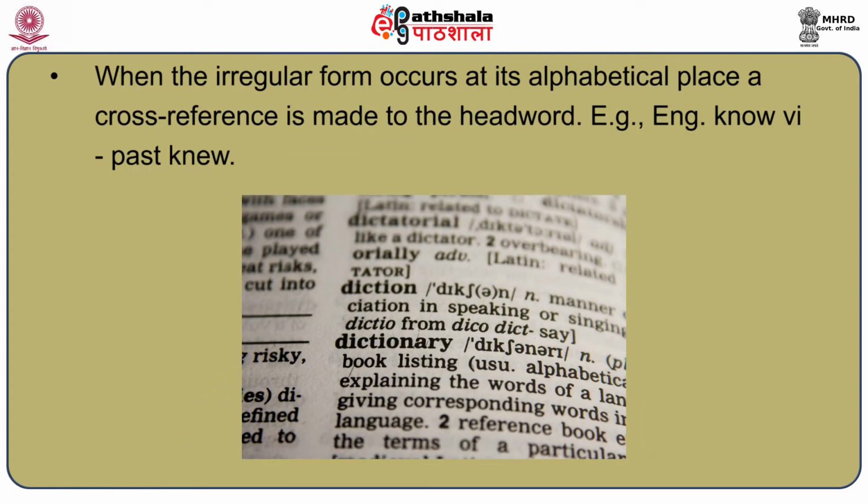Generally, such forms are treated in the following way in the dictionary. The canonical form is given as head word. The irregular form is given along with it in the entry. When the irregular form occurs at first in the alphabetical order, a cross reference is made to the head word. But in digital form, every word is a head word, so each one can be discussed separately.